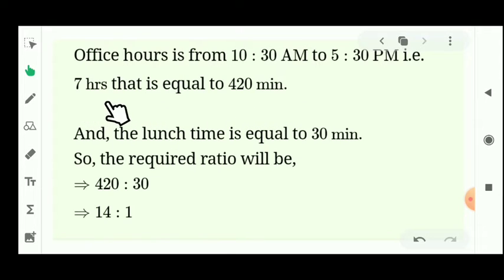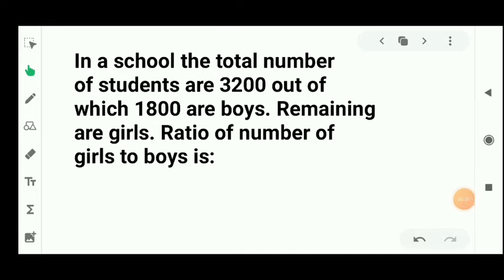That means when we convert hours into minutes, we should multiply 7 into 60. That means 420 minutes. So now we have to find out the ratio. It is 420 divided by 30. Because 420 is the given value of the office hours, we put this value in the numerator, and 30 is the given time for the lunch, so we put this in the denominator. After solving it, its value will be 14:1. That means which option will be right? Option number C.